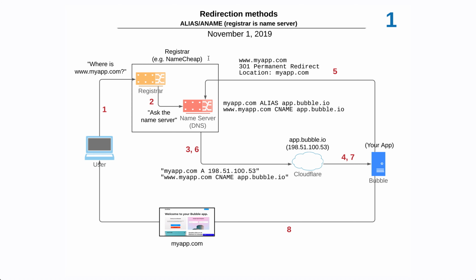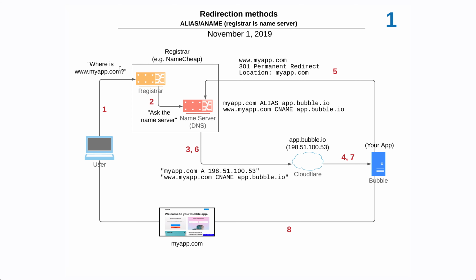Now, alias and a name records are pretty uncommon. They're not actually defined in the spec for DNS records, and they're only supported on a certain limited number of registrars. In my example, I'll be using Namecheap, which is my personal registrar. There are several others that are listed in the documentation.